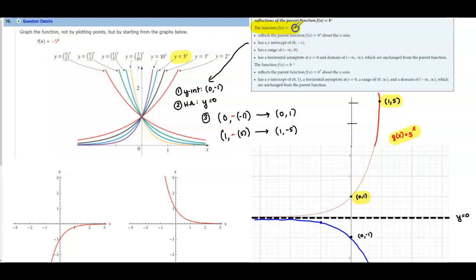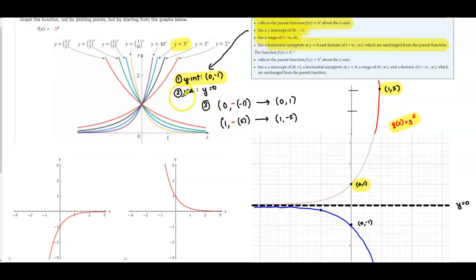So we're taking the function and multiplying it by a negative value, which means that it's going to reflect the parent function about the x-axis. And we know it's going to have a y-intercept of negative 1. It's going to have a range of negative infinity to 0. And it's going to have a horizontal asymptote at y is equal to 0 and a domain of negative infinity to positive infinity. So first thing we do know is that it has a y-intercept at (0, negative 1).